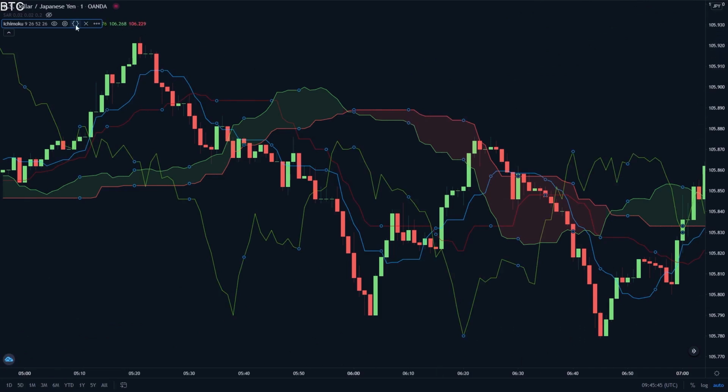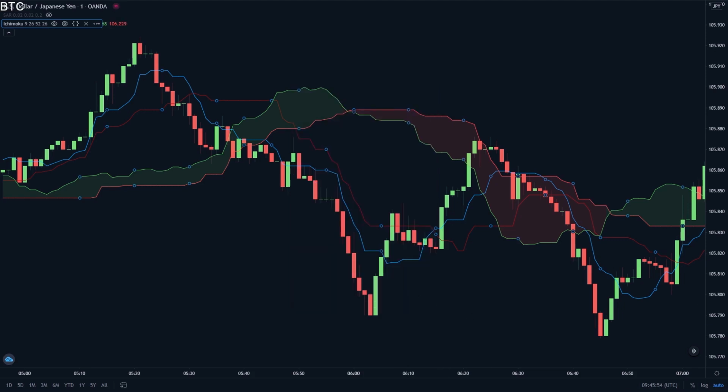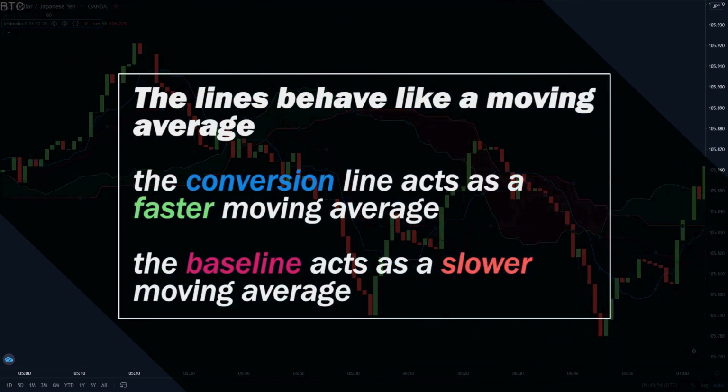I'm going to remove the lagging span because you can still use the Ichimoku without it. It's just a preference, but for the sake of simplicity, I'm going to remove it. So now we are left with the cloud, the conversion line, and the baseline. To make it simple to understand, these two lines behave like moving averages. The conversion line acts as a faster moving average and the baseline acts as a slower moving average.